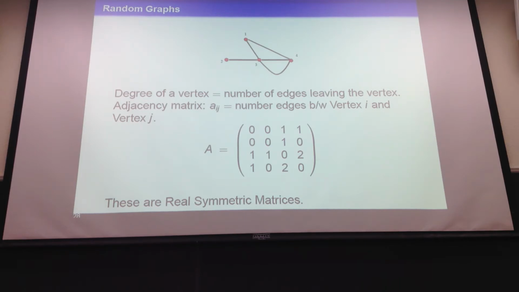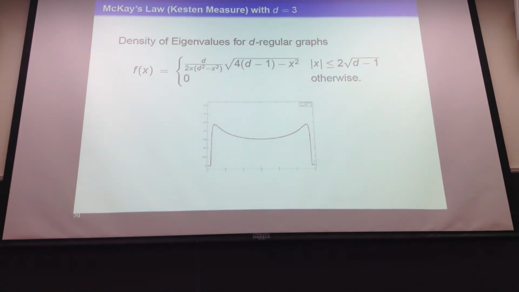Well, this gives me a real symmetric matrix. We often look at d-regular graphs. A graph is d-regular if each vertex has d edges coming out of it. So this would not be a d-regular graph. D-regular graphs have a lot of very nice properties. And we can ask, what can you say about the eigenvalues of such matrices? The density of eigenvalues for d-regular graphs is given by Kesten's measure, and this is d equals 3. Semicircle or not semicircle? Yeah, but then you get the stuff going on at the edges, so semicircle or not semicircle.